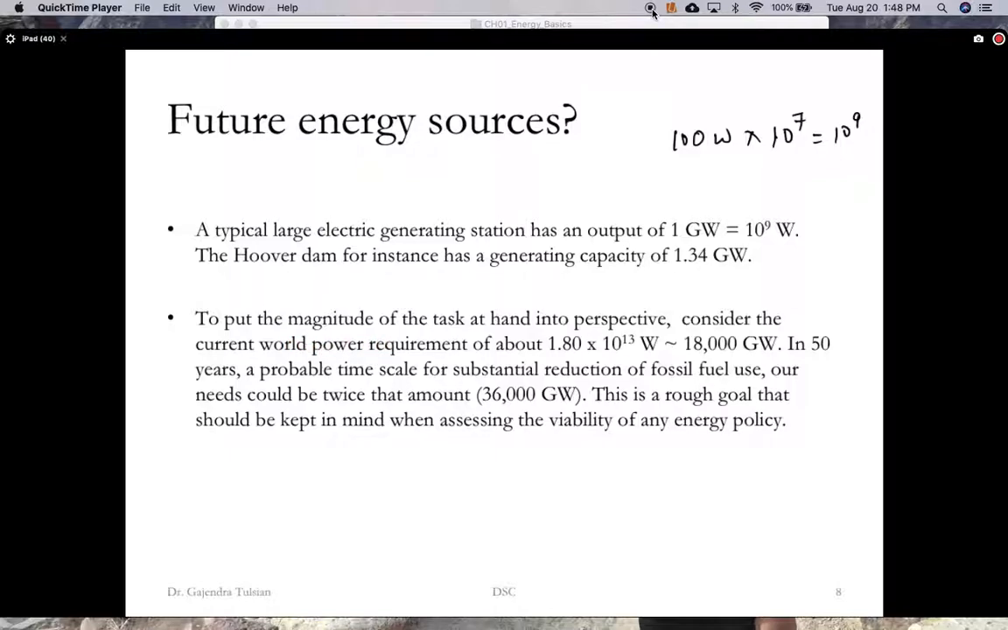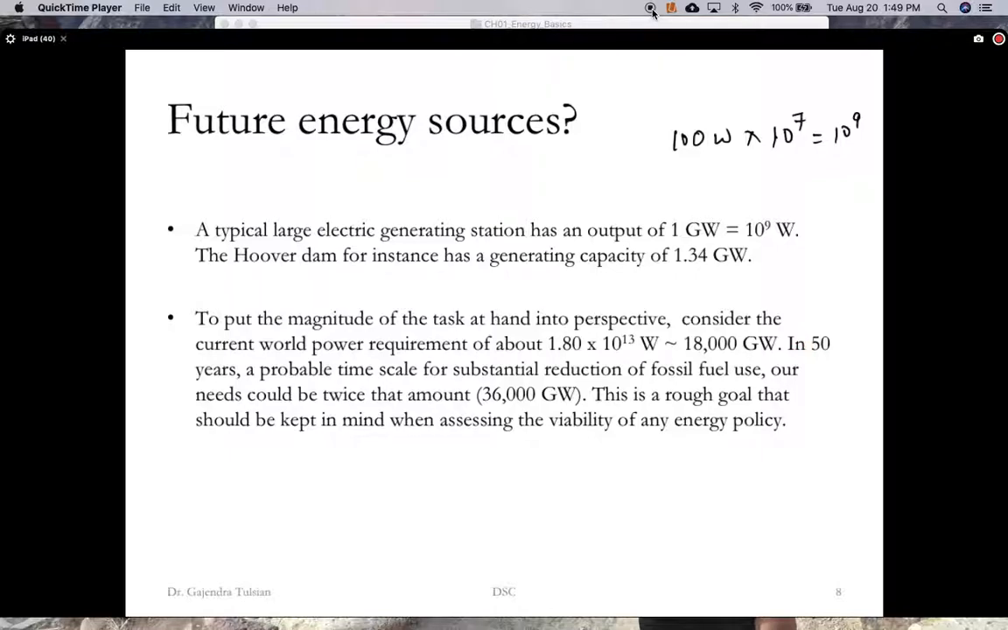So now let's figure out what it would take to make the world completely run on renewable energy. To put the magnitude of the task into perspective, the world power requirement is about 18,000 gigawatts. So to run the world, we roughly need 18,000 Hoover dams. That's what that number means.